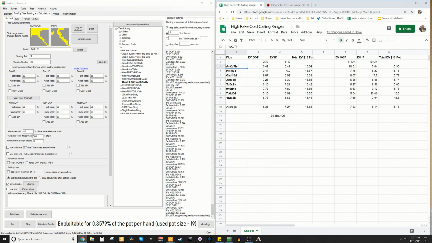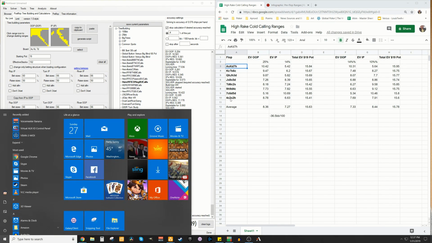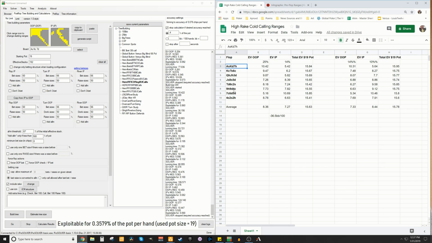So I've gone ahead and modeled a bunch of different flop textures, as you can see, on a 25% versus a 14% board out of a $19 pot. Okay, so these are what all of the EVs are going to be for the out-of-position player. These are all the EVs for the in-position player. And then these are the average EVs of their EVs combined. And this is the average of each of those columns, right?